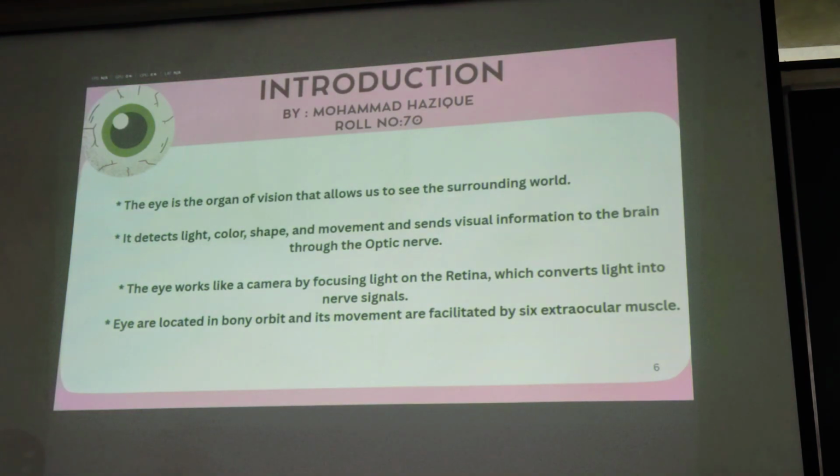As you know, the eye is the organ of vision that allows us to see the surrounding world. It detects light, color, shape, and movement, and sends visual information to the brain through optic nerve. The eye works like a camera by focusing light on the retina, which converts light into the nerve signal. Eyes are located in the bony orbit, and their movement is facilitated by 6 extraocular muscles.